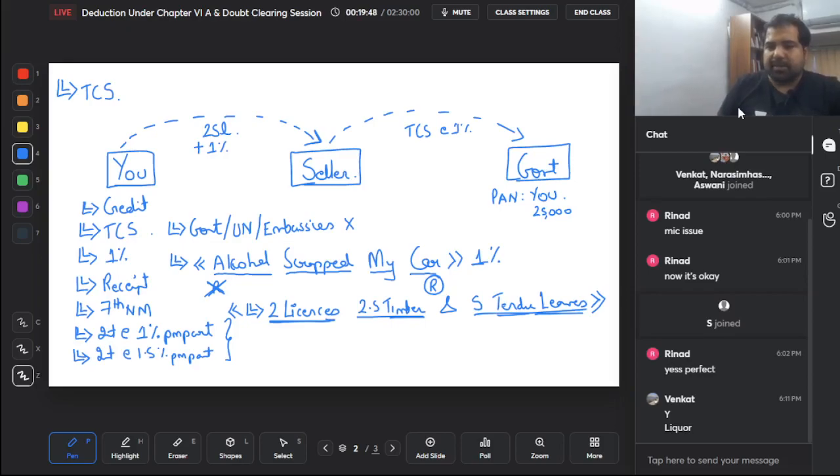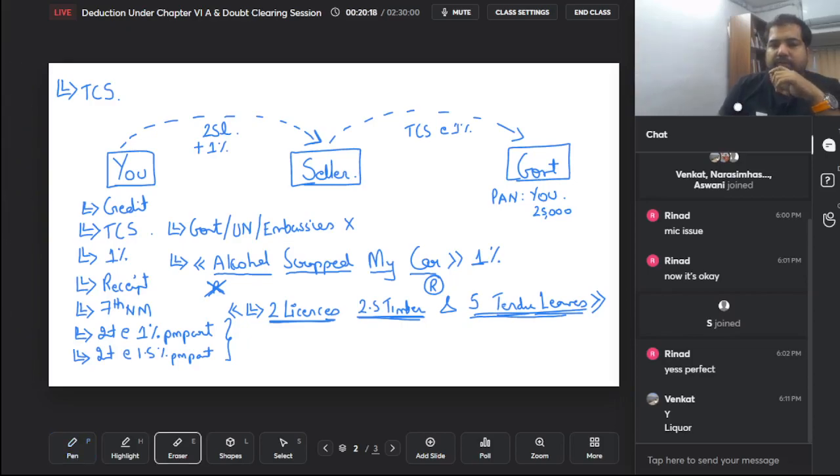Seller of licenses. If you are selling timber, that means let's say there is a person who's selling timber for 1 lakh rupees, will he collect 2.5% more? Yes. And someone who's selling tendu leaves worth 1 lakh, he will collect 5% more. So 2%, 2.5% and 5%. That is the idea here. 2, 2.5 and 5. Two licenses for 2.5% timber and 5% tendu leaves.